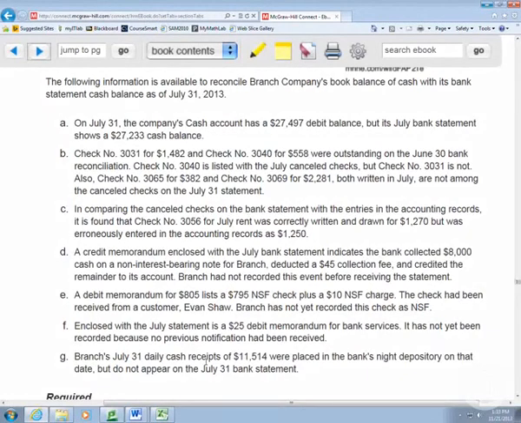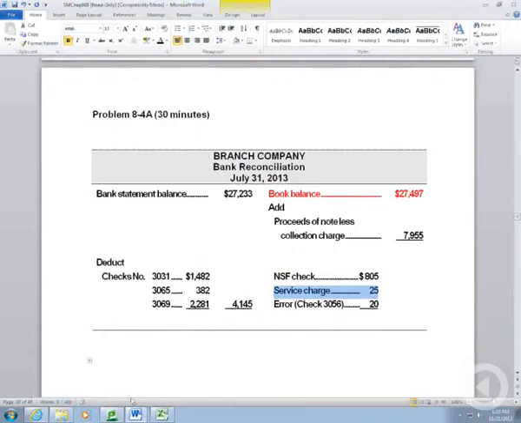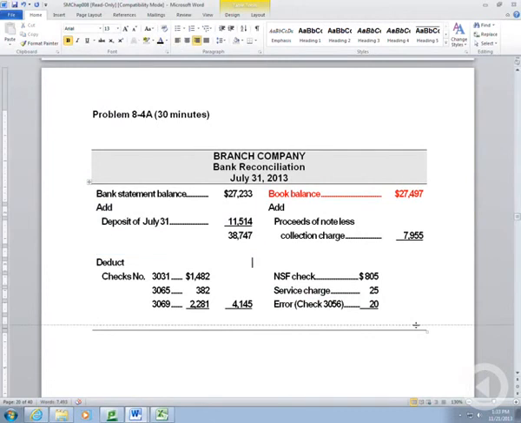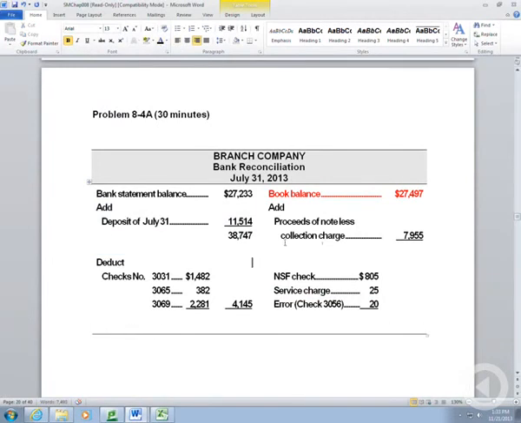Which side does deposit in transit affect? Is it the book or is it the bank? The bank. The bank is not aware of it. Are we going to add this money to the bank or deduct it? Add. So we're going to add this amount and we call it deposit in transit. Now let's figure out, do we need to make a journal entry for this? No. Only the journal entry is under anything that we make under the book side.